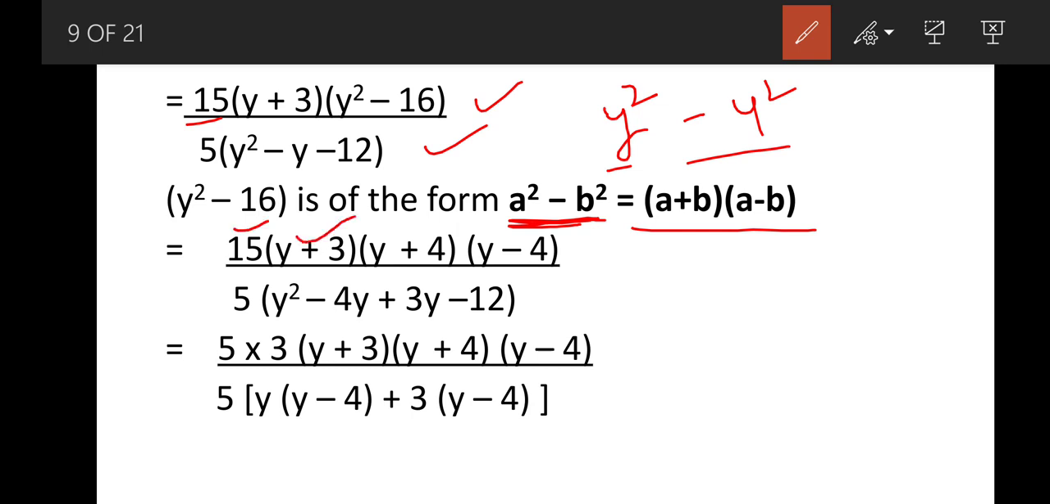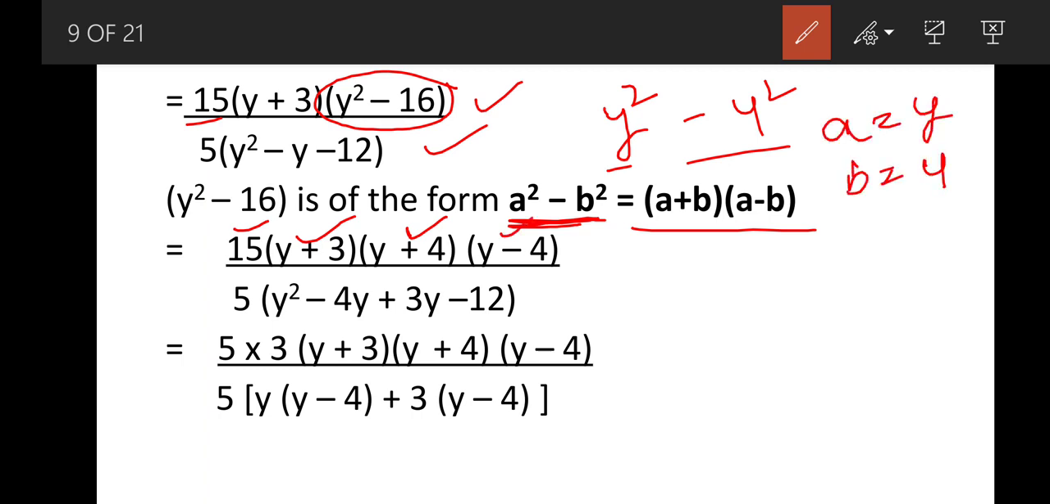y plus 3 I have written. Now y square minus 16 I have factorized using the third identity. So I have written a square minus b square is equal to a plus b, a minus b. What is my a here? y. What is my b here? 4.